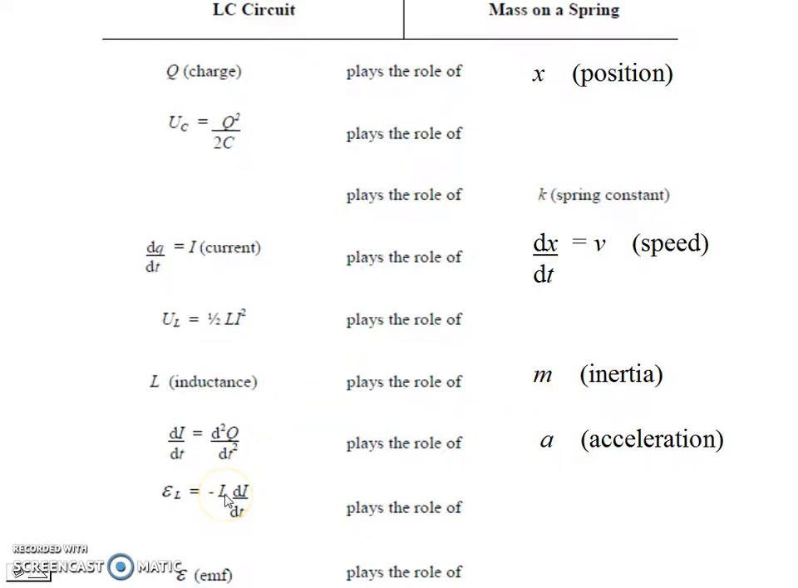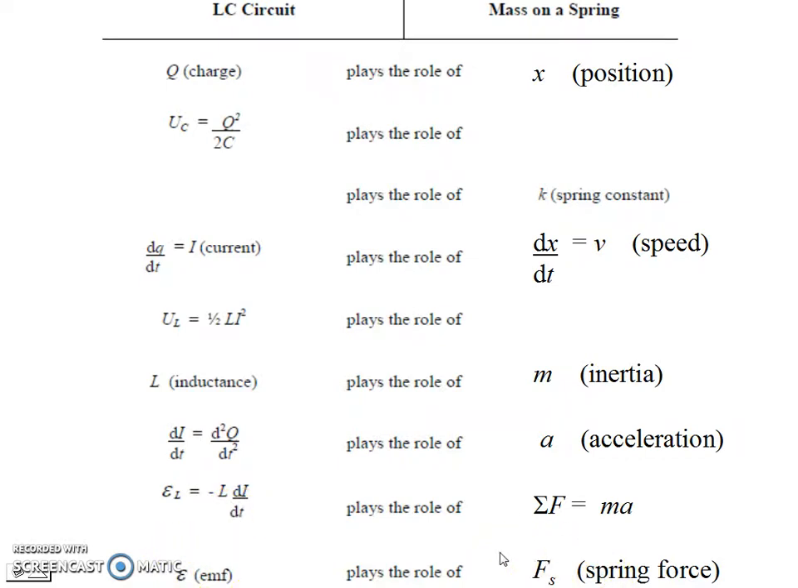So now watch what happens. Here's L, which is playing the role of mass. Here's di/dt, playing the role of acceleration. This looks like ma, which means this must be sigma F equals ma. That means that EMF is playing the role of force. In this case, it's like the spring force, right? Because, of course, we're comparing the LC circuit to a mass on a spring. This is sigma F equals ma. The EMF is playing the role of force.